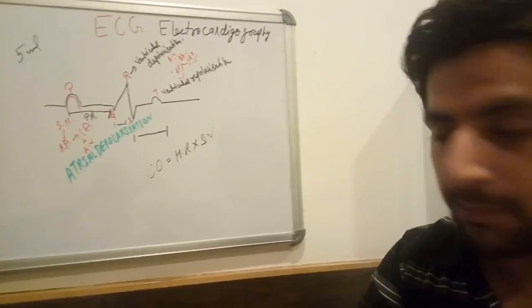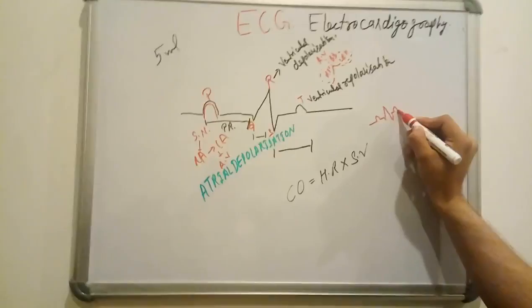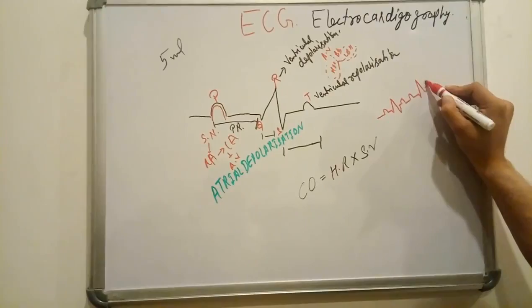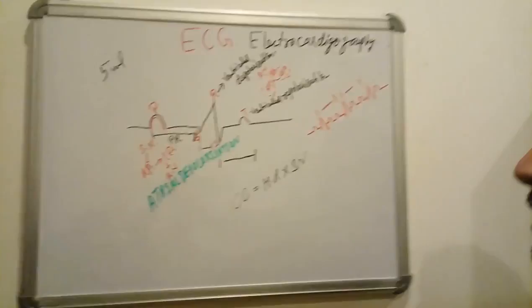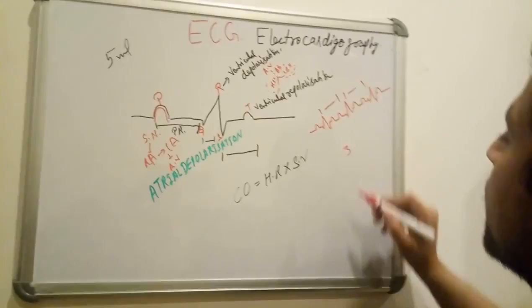See, if this is the ECG: P wave, QRS, T wave, then again P wave, R wave, T wave, then again PQRS, P wave, T wave. So we are going to calculate the RR interval. For the RR interval, here are three large boxes, here three large boxes, and all are in this rhythm.